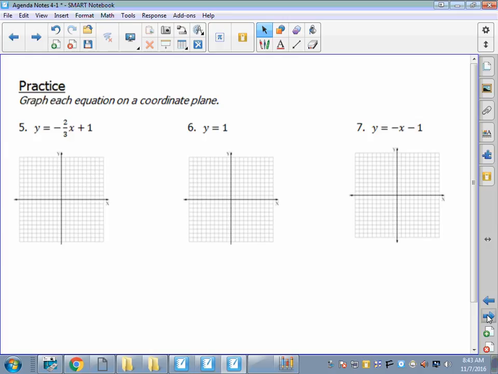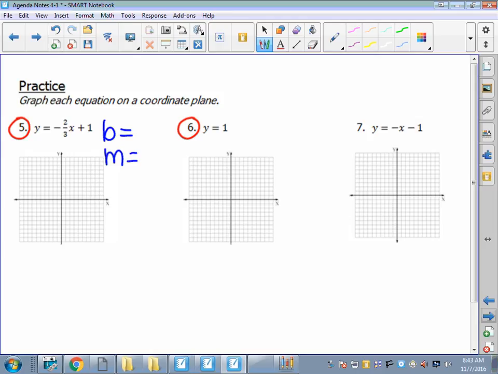So let's just do 5 and 6. Let's skip 7 for right now. And I want to do 6 for a reason. So number 5, I'm going to ask you 2 things. I'm going to ask you the b and I'm going to ask you the m.